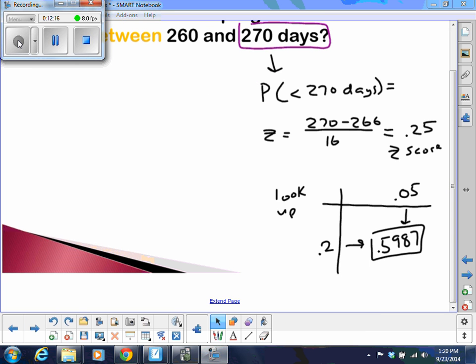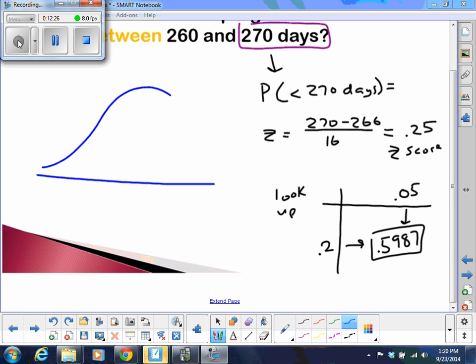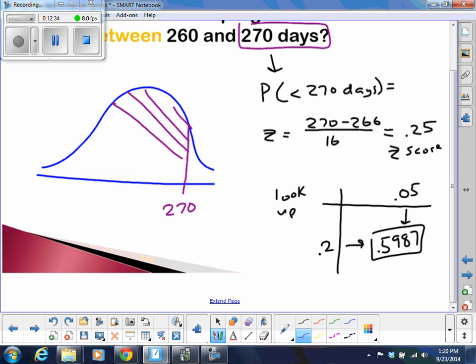Okay, so again, this is the probability of being less than 270 days. So kind of visually, I'm just going to do a general picture here from 270. Again, I know it's not out that far, but all of that area is what we just found. That was the 59.87%.